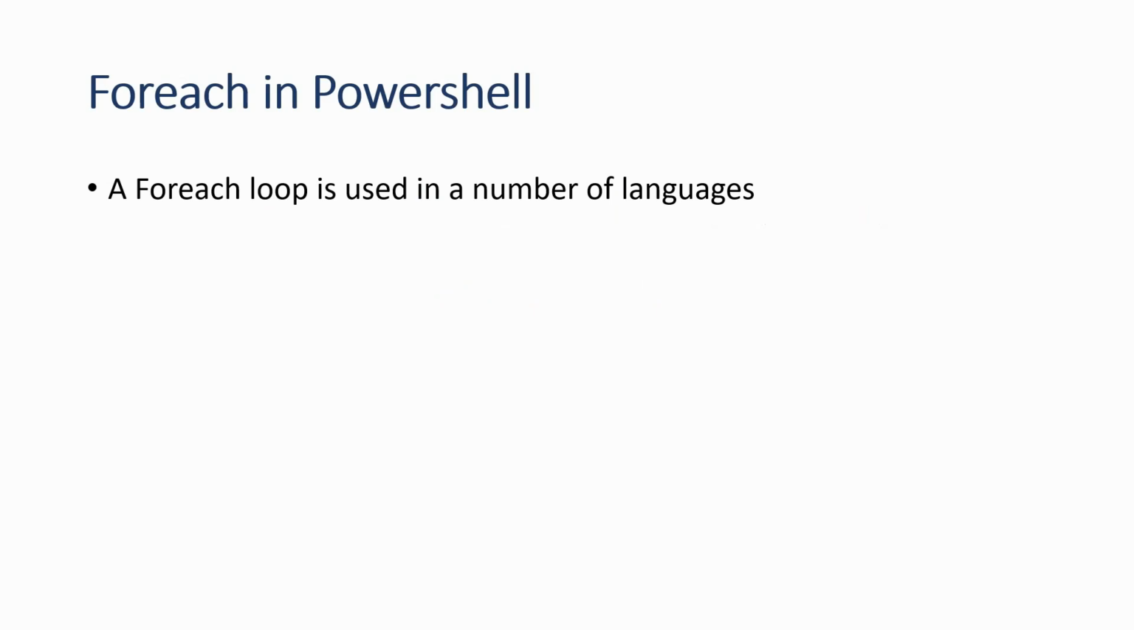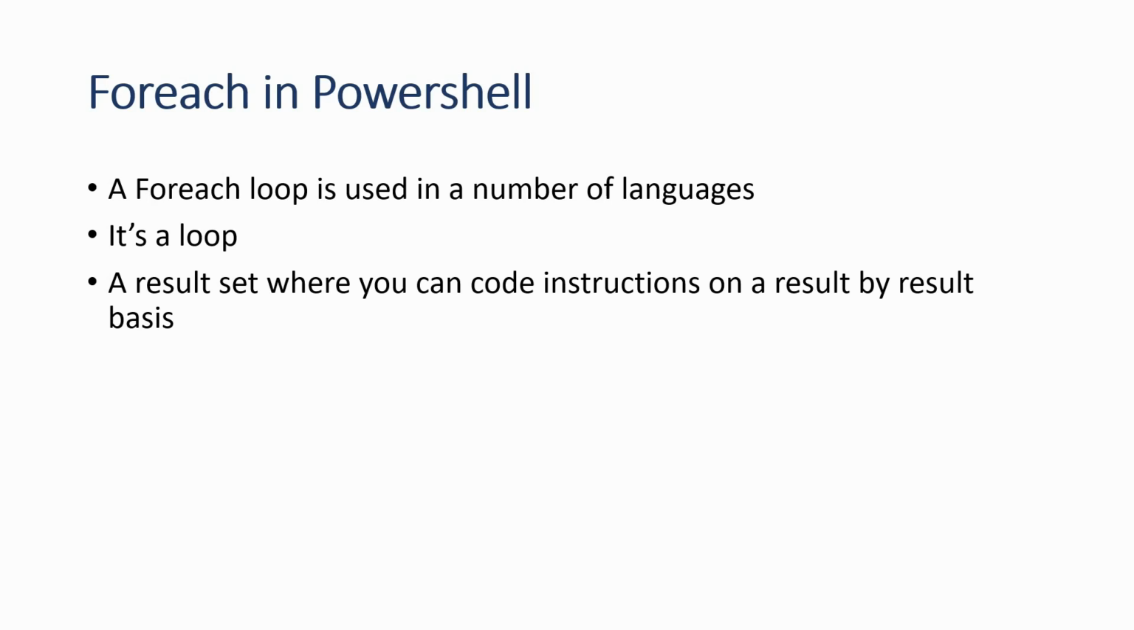Foreach is a loop and it's used in all sorts of languages. It isn't just used in PowerShell, but obviously in this example we will be using it within PowerShell ISE. It is a loop. So it loops through a collection of results and you provide instructions for each line of those results of what you want it to do. As a result set, we can go through instructions on a result-per-result basis. So let's get straight into PowerShell ISE and I'll show you a quick example.